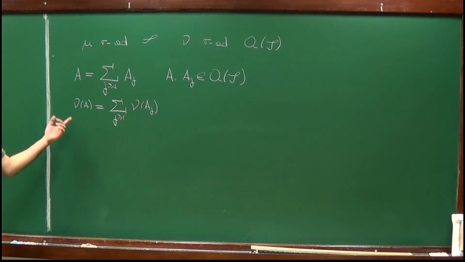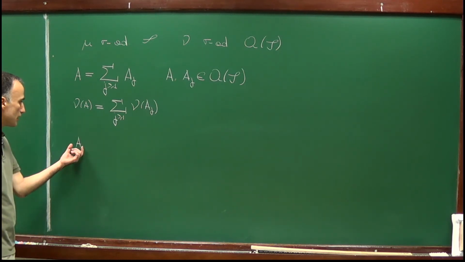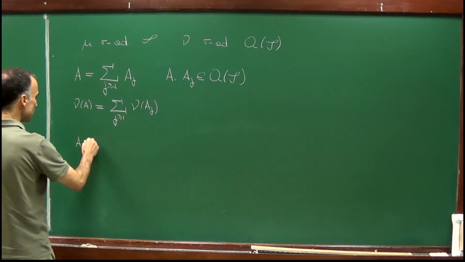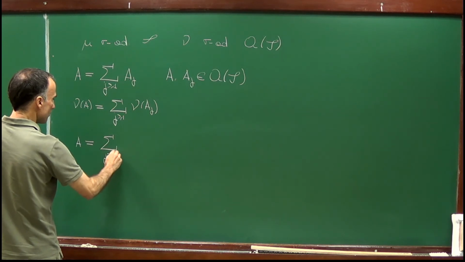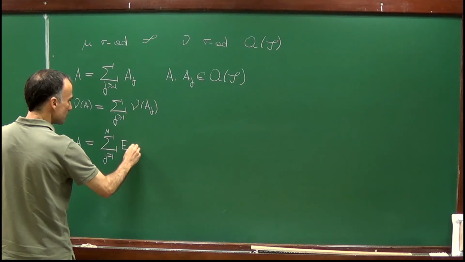Well, so let's use our representation of the elements of the algebra. We know that since A belongs to the algebra, A can be written as a sum from 1 to n, say, of elements of the semi-algebra.